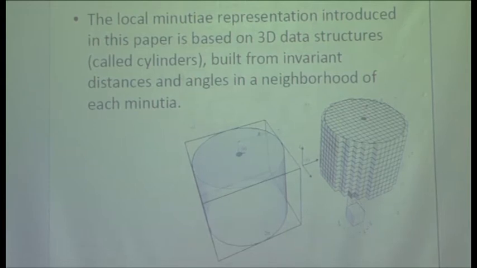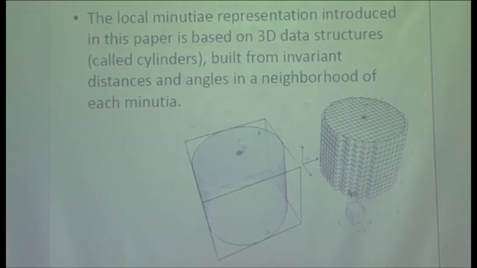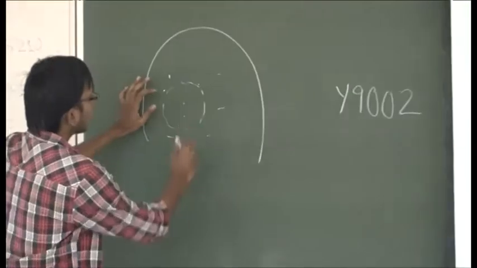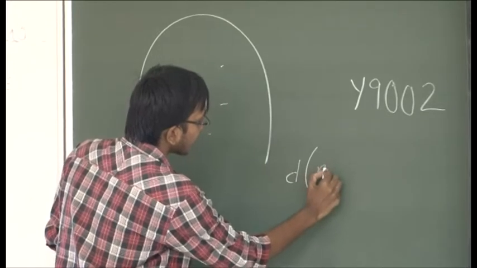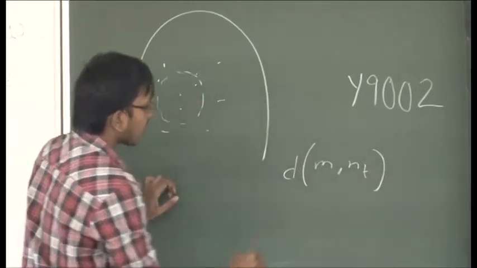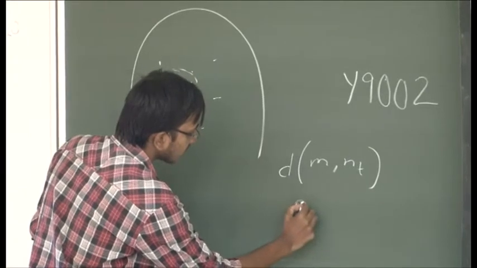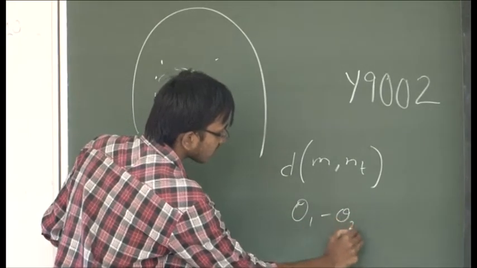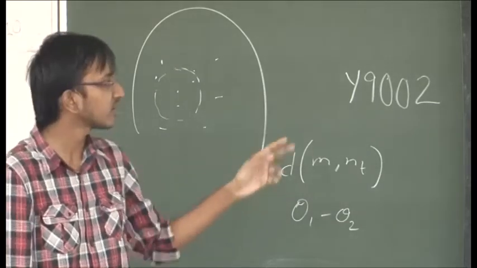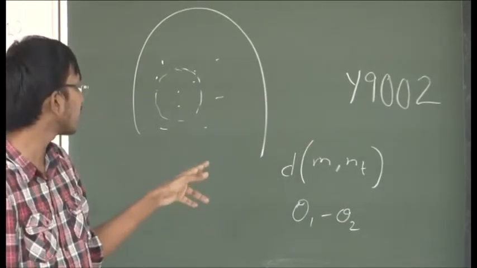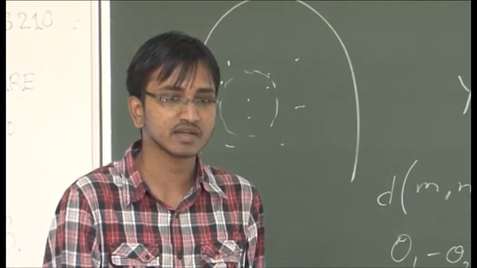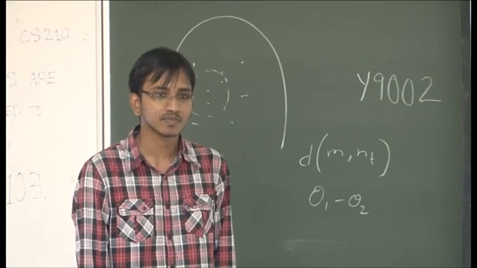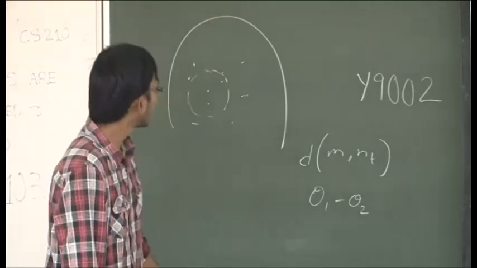The values inside each cell we have to calculate. So it will be a function of, for each point lying inside, the Euclidean distance of m and mt, and we will also calculate the relative angle, theta 1 minus theta 2 or something. The value inside each cell will be a function of these two variables, a Gaussian function or something like that. Euclidean distance with respect to what?